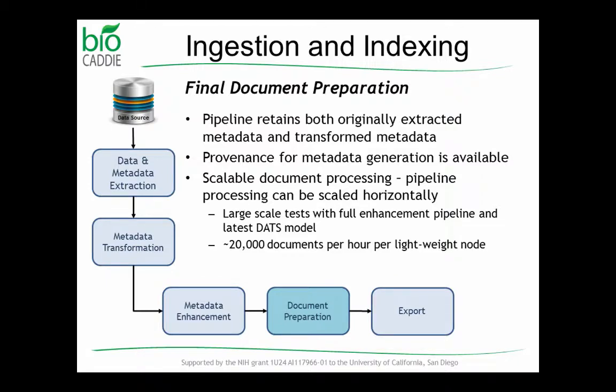And then in terms of the document preparation, once a document is finalized, we then go on to the next step, which is export. But in terms of the overall document preparation, we've done over the last year also some tests, looking at what is the processing speed. And so with average size data sets on a lightweight node, we're able to process about 20,000 documents per hour, and this includes some of the enhancement modules.